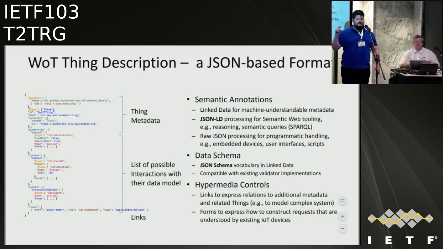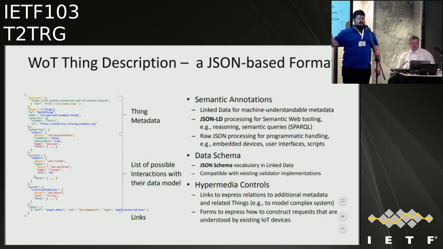The second aspect is to be able to describe the data model that is in the different devices. For that, we adopted the JSON schema because it's a widely used standard. What we provide is basically a linked data version of that. So we take the central vocabulary and transfer it to a linked data vocabulary so that it can be plugged into the thing description. And a nice part is that these data schemas are fully compatible. So you can take them from the thing description, feed them to a JSON schema validator, and those already existing implementations work for that purpose.